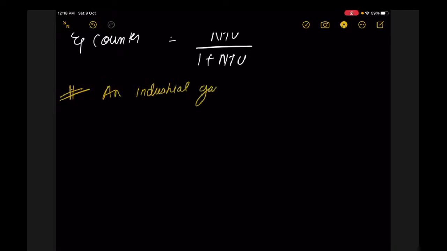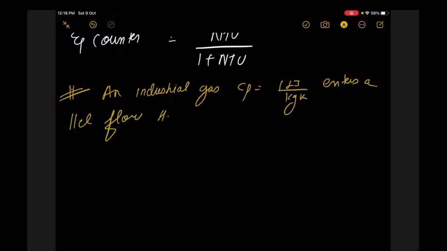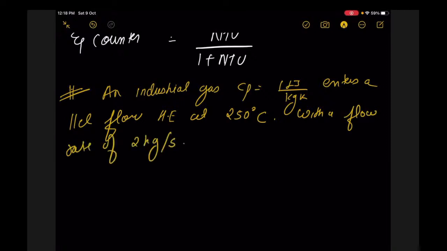An industrial gas, Cp equals 1 kilojoule per kg Kelvin, enters a parallel flow heat exchanger at 250 degrees centigrade with a flow rate of 2 kg per second, to heat a water stream.